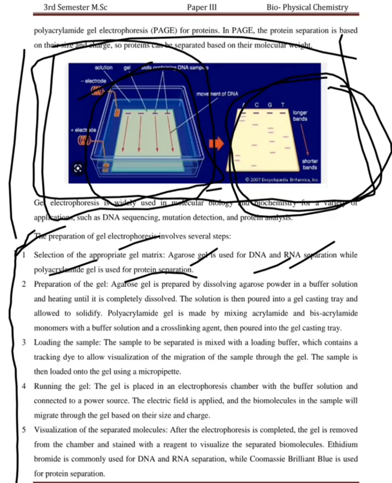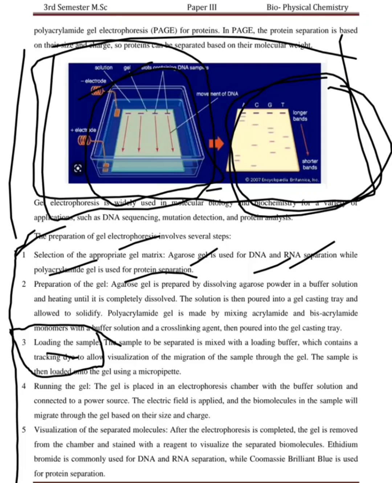and load the sample. The sample is separated. Whatever samples need to be separated, those are denoted as sample here. The samples which need to be separated, such as DNA, RNA, sequencing or proteins, we are taking here and mixing with loading buffer, which contains tracking dye. For the dye, we are going to use different types of dyes to identify the separation.